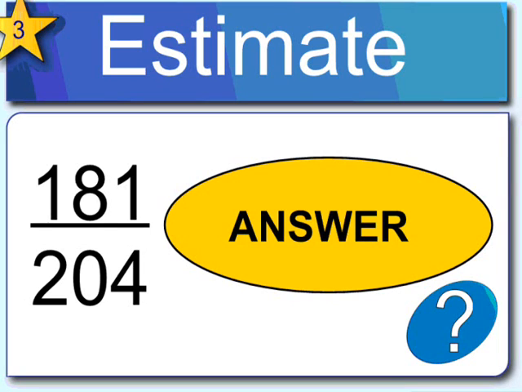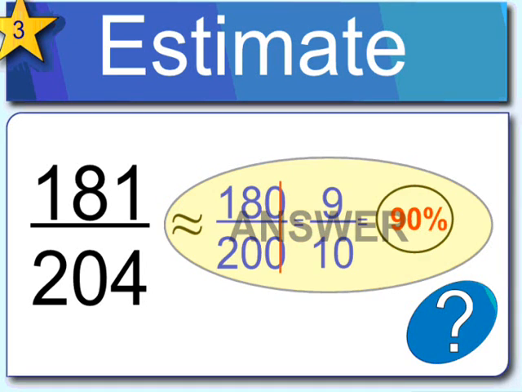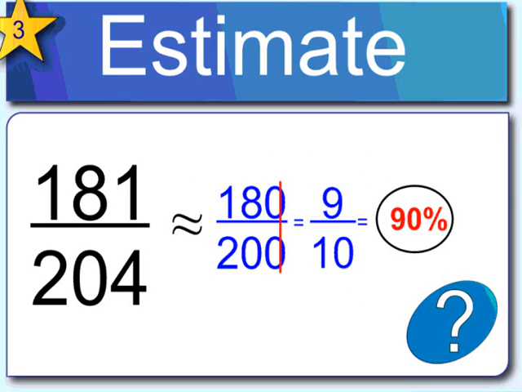What about 181 over 204? What would you round each of those to? Well, I would probably do 180 over 200, which is real easy to simplify. It'd be 9/10, or you could even think of it as 90 over 100, which would be 90%.